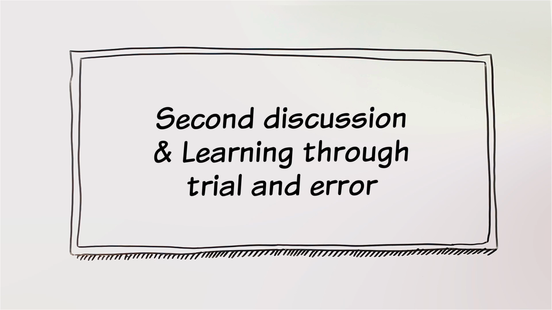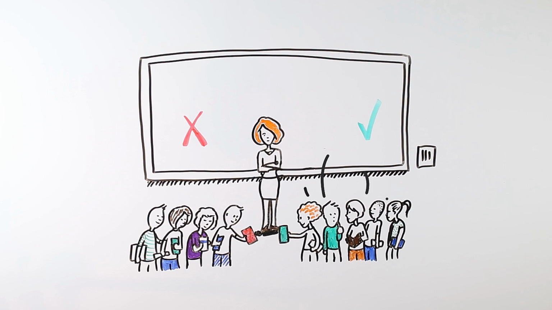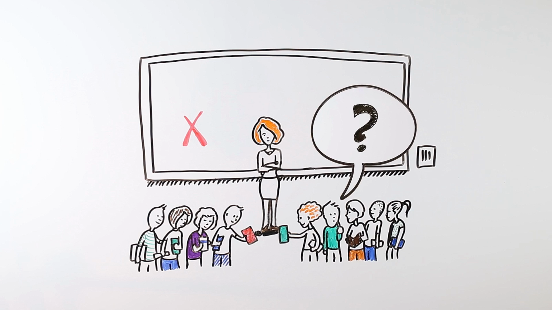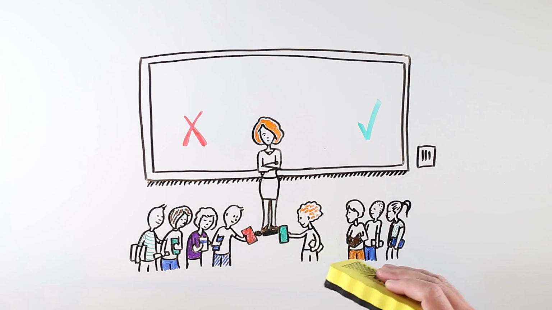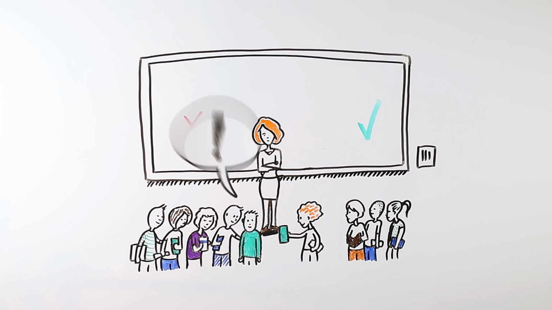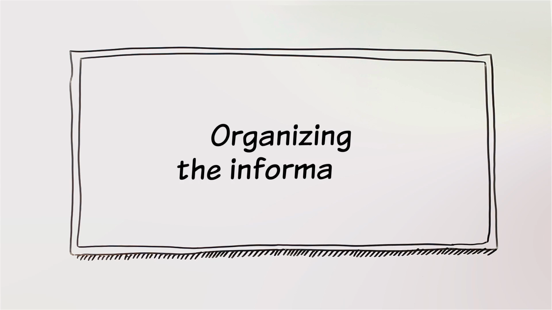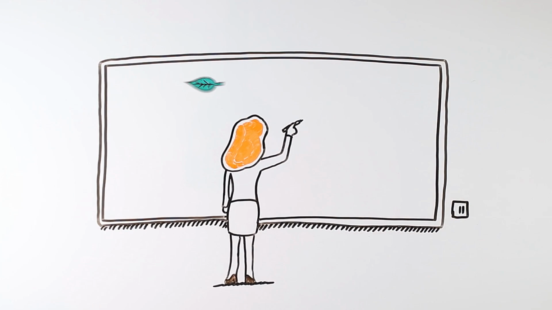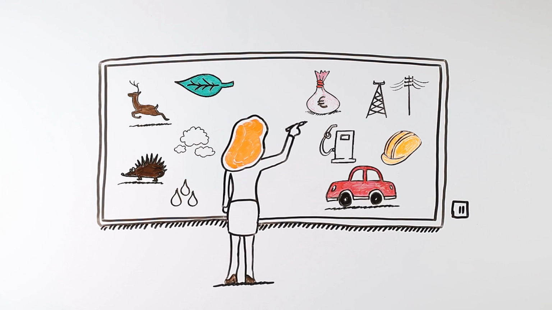Second, discussion and learning through trial and error. The class reflects if the information and attitude is appropriate. At each point, the students are free to switch groups if they are convinced of a different point of view. Organizing the information. Petra organizes the synthesis of information so that it is accessible for everybody in the class.